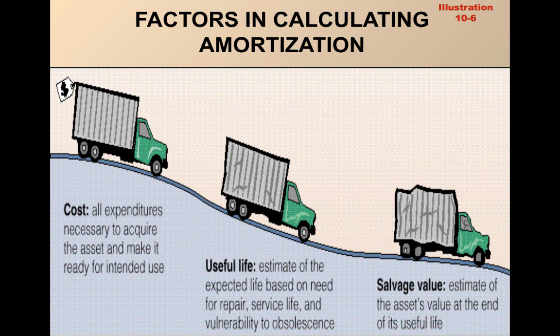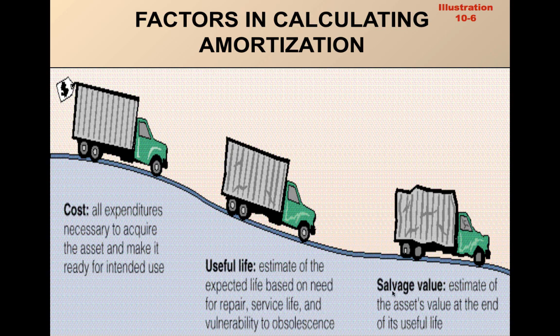So what factors do we need to take into account when we're doing our depreciation or our amortization? We need to talk about the cost. So what was the cost of our asset? And we learned last time the cost includes all of the things that help us get it ready for its intended use. We need to know how long we estimate the asset to be useful for. So that's a useful life. It's an estimate of the expected life based on the need for repair, service, and whether or not it's becoming obsolete or not. And of course, salvage value.